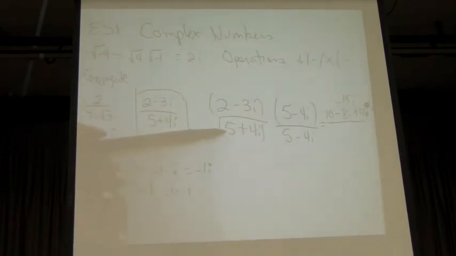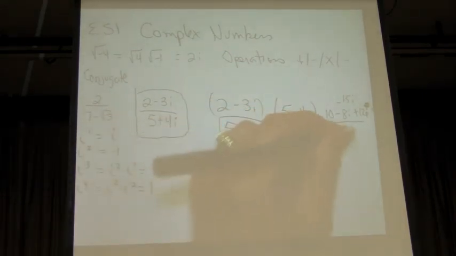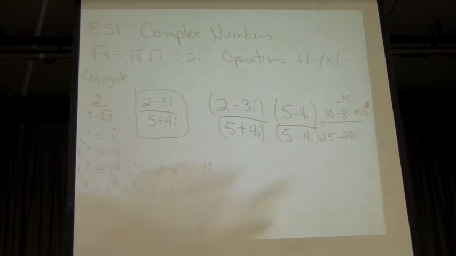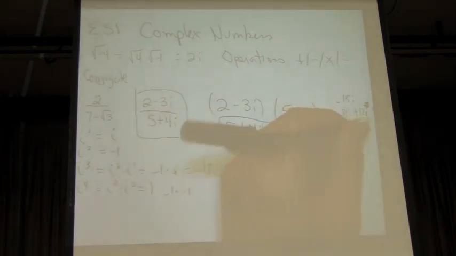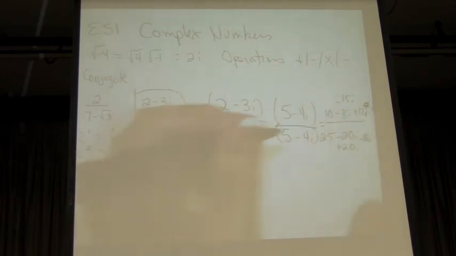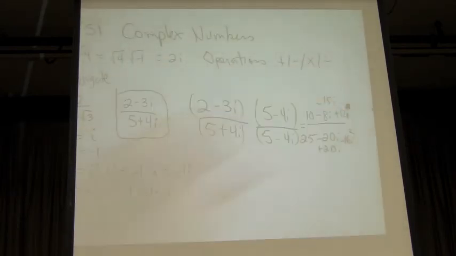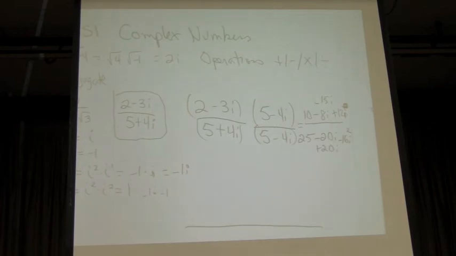In the denominator, 5 times 5, 25. Outer, 5 times -4i minus 20i. Inner, positive 4 times 5 plus 20i. Last, positive 4i times -4i minus 16i squared. I keep running out of space on my paper. So now we combine our like terms. We have 10, a -15i and a -8i minus 23i. We have a plus 12i squared.